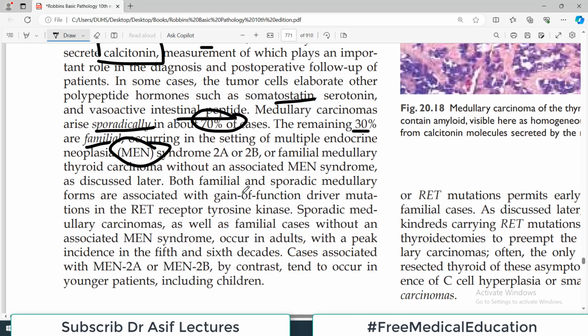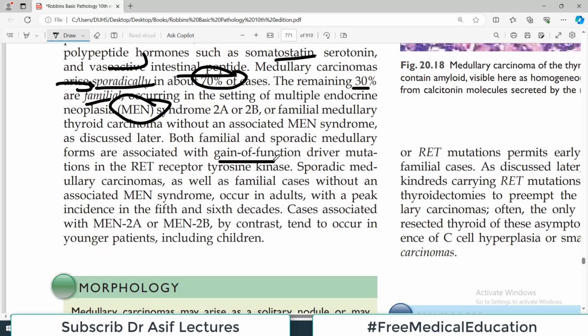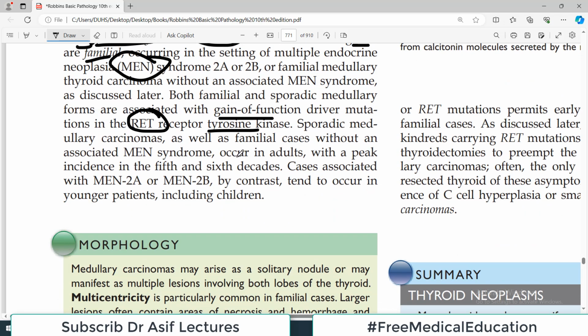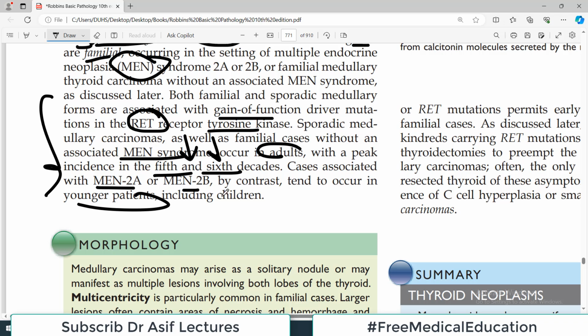Okay. Both familial as well as sporadic, that is, those occurring suddenly or due to genetics, are associated with gain of function driver mutations in RET receptor tyrosine kinase. Sporadic medullary carcinomas as well as familial cases without an associated MEN syndrome occur in adults with a peak incidence in the 5th and 6th decade. That's the time frame. Cases associated with MEN 2A or 2B, by contrast, tend to occur in the younger patient. So that's further stratification. If there is a sporadic case, it is more likely to happen in the 5th and 6th decade. But if there is an association with MEN, then there will be early symptoms.